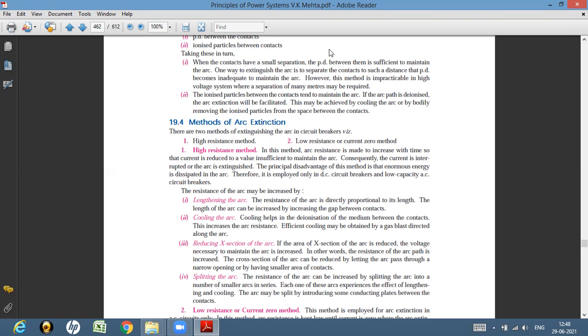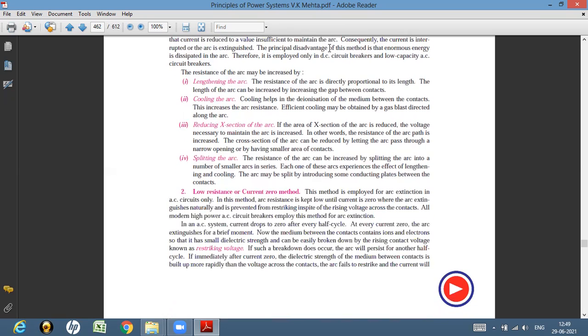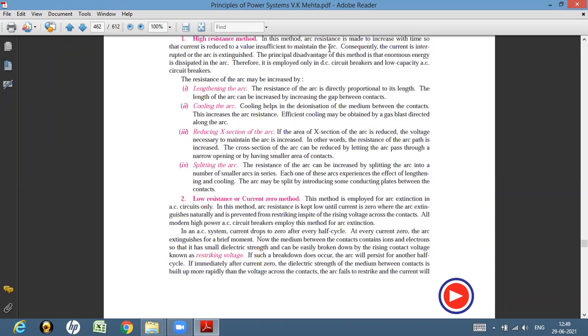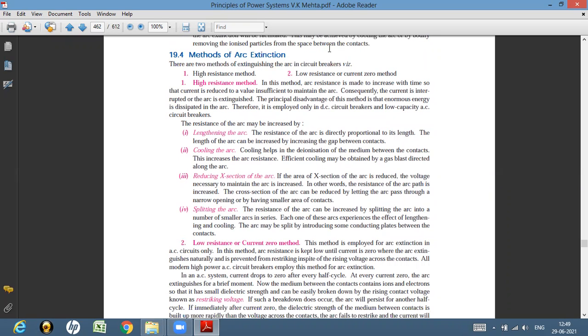Okay. Now, the second method is called the low resistance method. In this case, this type of arc extinction can be carried out only in AC circuit breakers. Mind it, one important point you should keep in mind is that the high resistance method can be adopted in both DC circuit breakers as well as AC circuit breakers, because depending upon the input supply, if you have an AC input supply, the circuit breaker we use is called an AC circuit breaker.